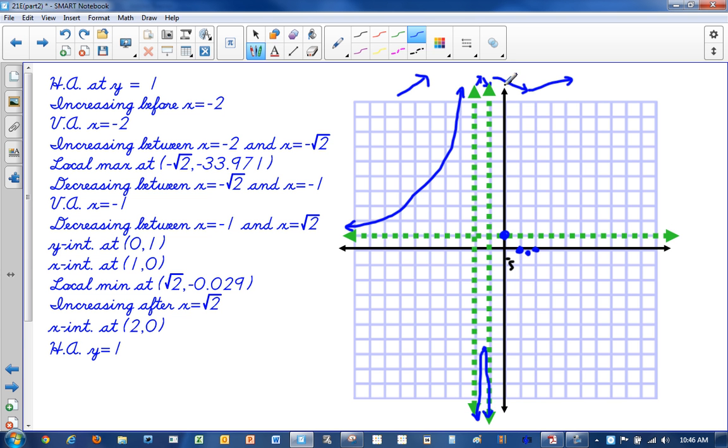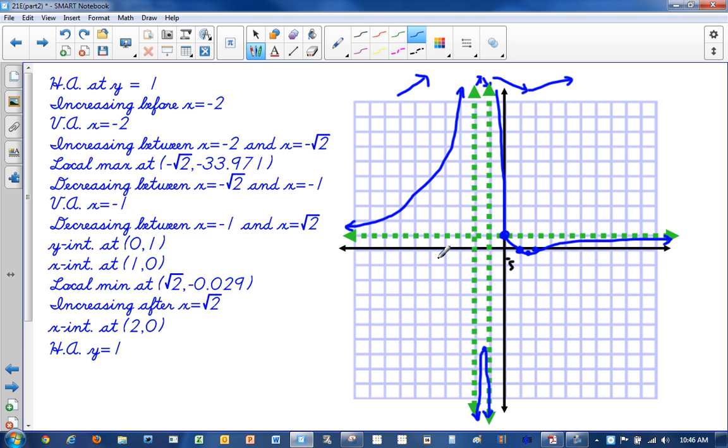And then after this second asymptote, I'm going to have to decrease, hit that y-intercept, hit the x-intercept, hit the minimum, and then I've got to increase after that minimum, come back up, but do not cross the horizontal asymptote.